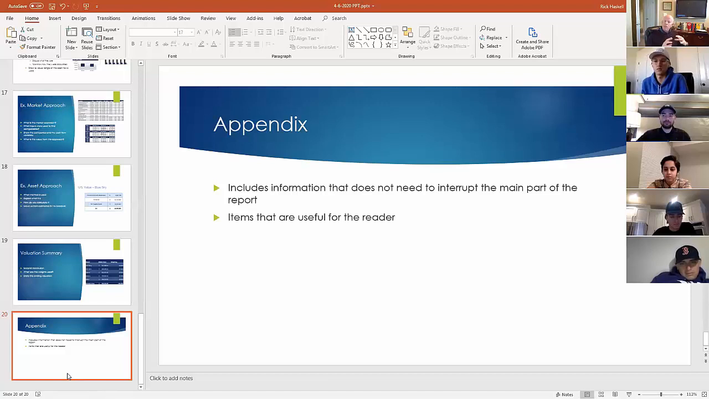And you don't need to represent or walk through your appendix in the presentation. You do need to walk through all the other relevant and salient elements of the report in the presentation. And you need to confine it to half an hour or less. Okay, any questions?